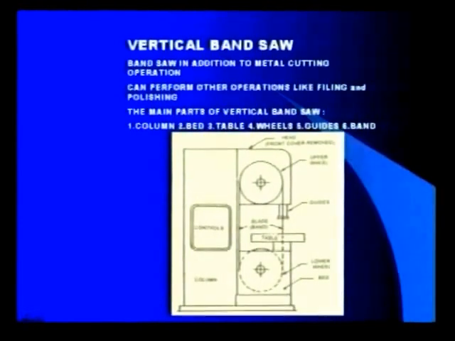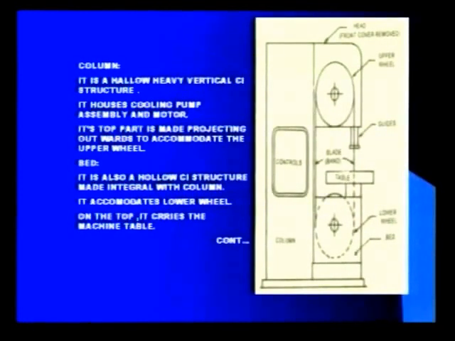Now let us discuss the constructional details of the vertical sawing machine. First one is column, second one is bed, third one table, then wheels, guides and band. We discuss the functions of various parts one by one. Column: it is a hollow vertical structure with its head projected outwards to accommodate the upper wheel. It encases the coolant feed pump and electric motor which drive the main shaft.